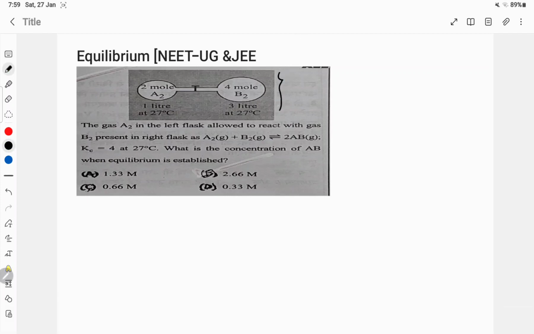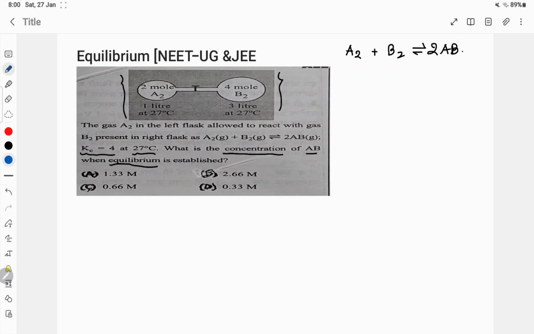So here students, 2 moles of gas A and 4 moles of gas B are allowed to react to form the gas AB. So the reaction is given here: A2 plus B2 gives 2 times AB. The value of Kc is given as 4 at 27 degrees Celsius. So what is the concentration of AB when equilibrium is achieved? Okay, so we have to find the concentration of AB at equilibrium.